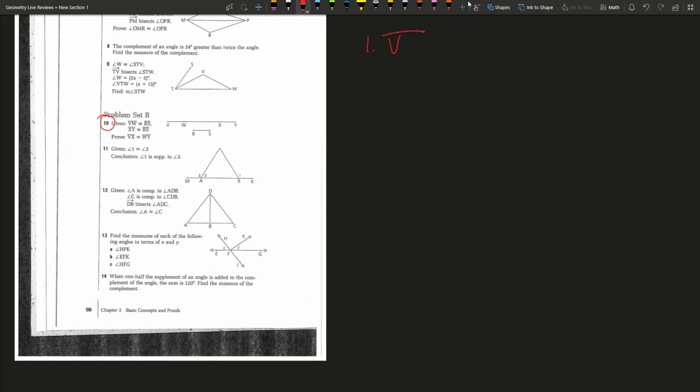All right. So our first statement is always just the given. So VW, and actually I'm going to redraw this first. So first statement is always just restate what's given. So VW, and actually I'm going to use measures. So VW is equal to RS, and XY is equal to RS as well. And we want to prove that Vx is equal to Wy.